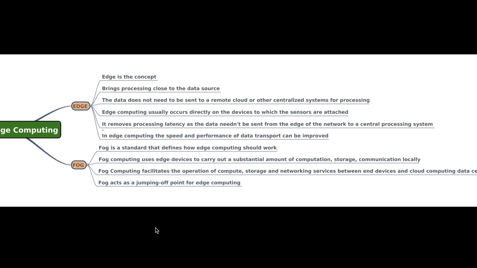The main difference between edge and fog computing is where the processing of the data takes place. Edge computing, as we already discussed, occurs directly on the devices to which the sensors are attached. But fog computing moves the edge computing activities to processors that are connected to the LAN or into the LAN hardware itself, so they may be physically more distant from the sensors and the actuators. So for fog computing, the data is processed within the fog node.